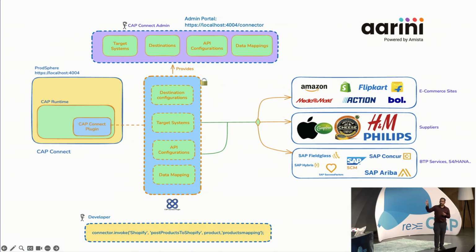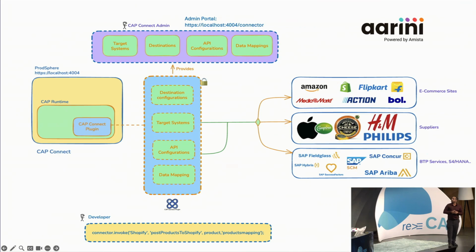Once you have all these things in place, you can bring multiple systems to your product, right? Today, if you're integrating with Shopify, tomorrow you want to bring more suppliers into your system, or if you want to publish or post your product on Amazon or anything like that, all you have to do is add a configuration for that.